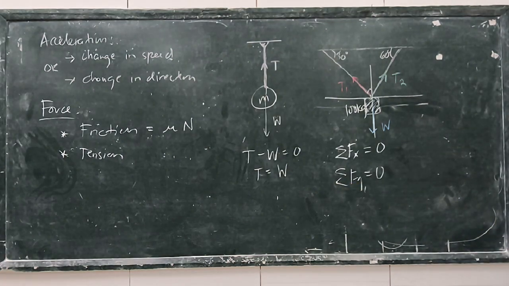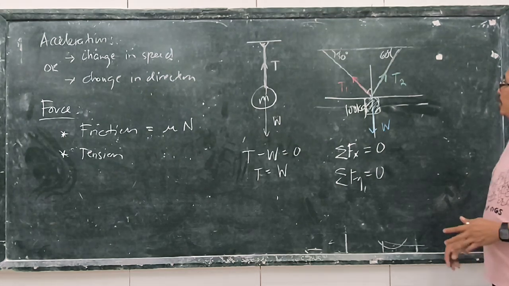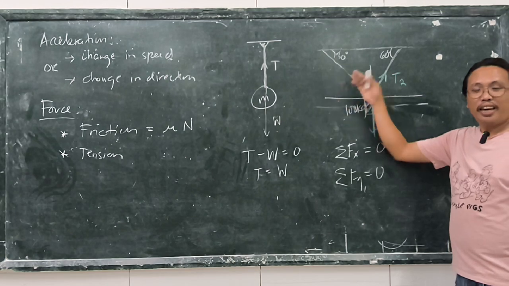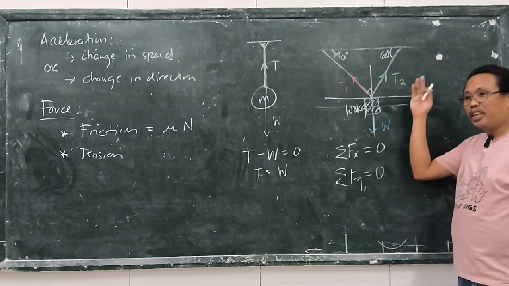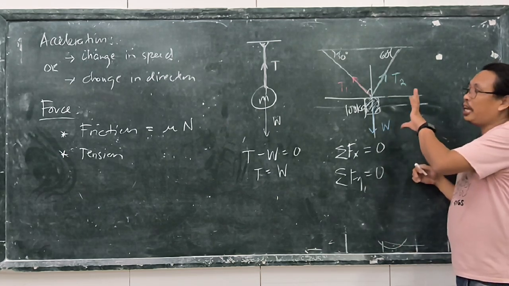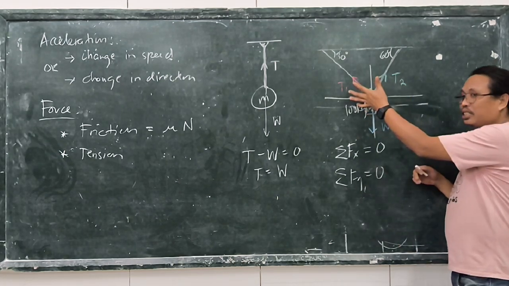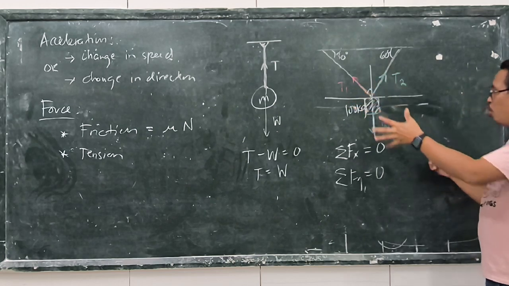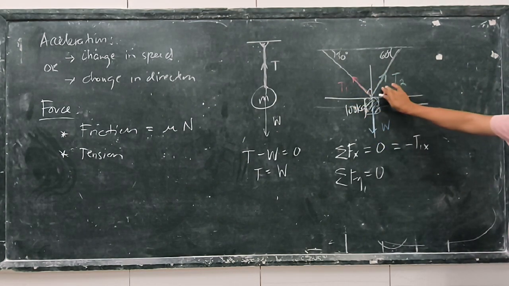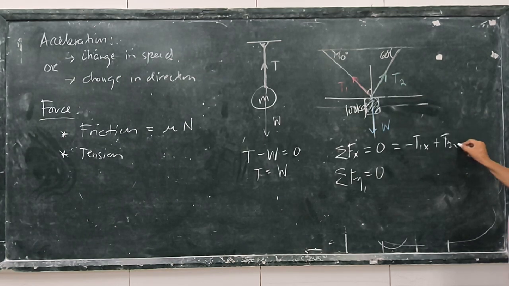So, the summation of forces along x. Now, what are the forces along x? Notice that T1 will have an x component and T2 will also have an x component, right? But the weight doesn't have an x component. Now, T1 is directed toward the second quadrant, meaning that the x of T1 is negative, right? So this is equal to negative T1x. And this is positive, so plus T2x equals 0.